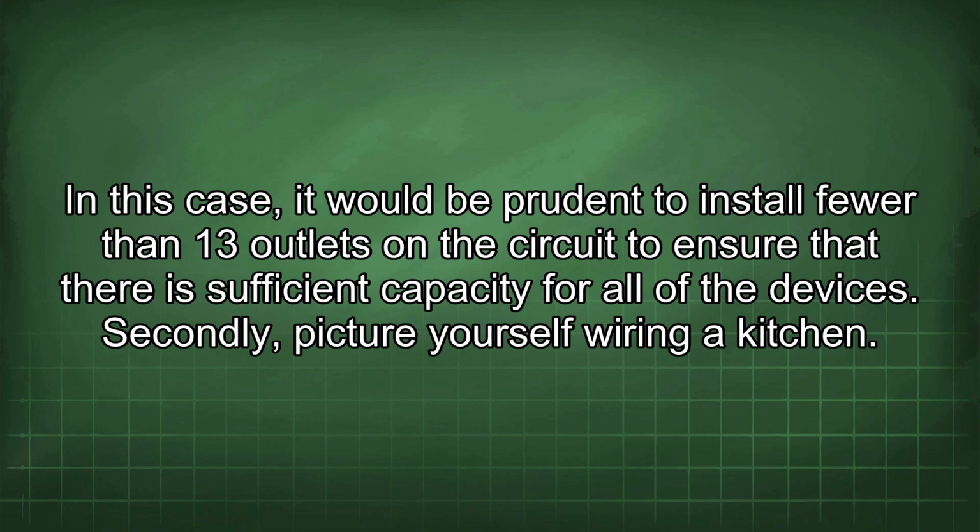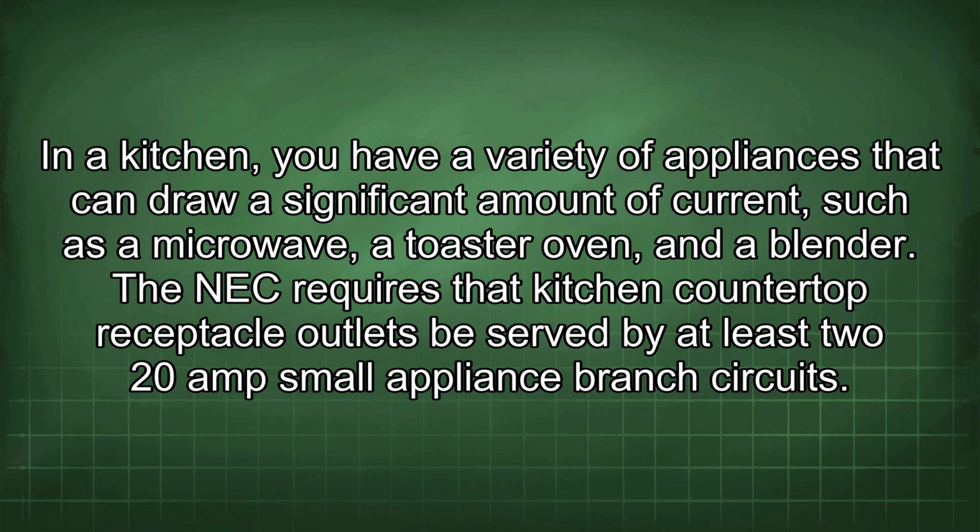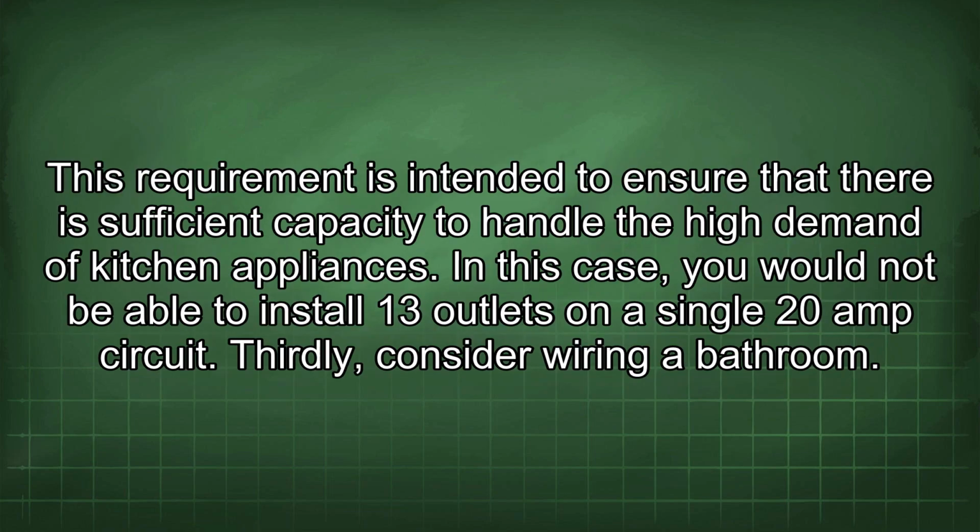Secondly, picture yourself wiring a kitchen. In a kitchen, you have a variety of appliances that can draw a significant amount of current, such as a microwave, a toaster oven, and a blender. The NEC requires that kitchen countertop receptacle outlets be served by at least two 20 amp small appliance branch circuits. This requirement is intended to ensure that there is sufficient capacity to handle the high demand of kitchen appliances. In this case, you would not be able to install 13 outlets on a single 20 amp circuit.